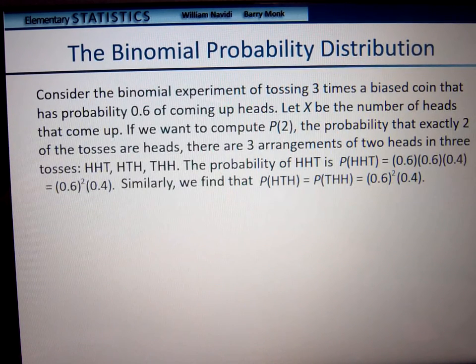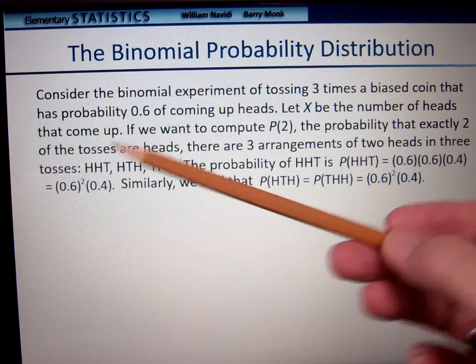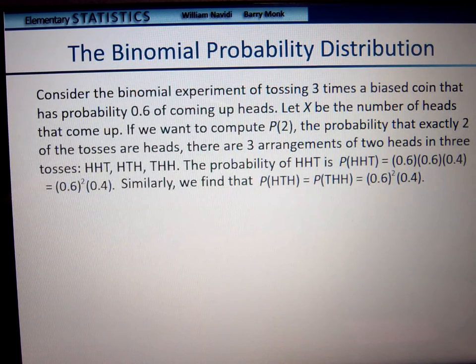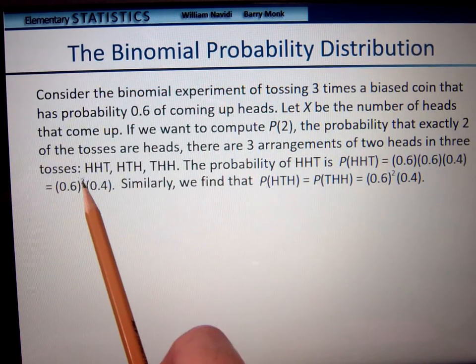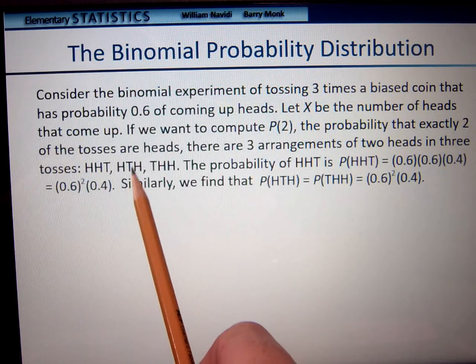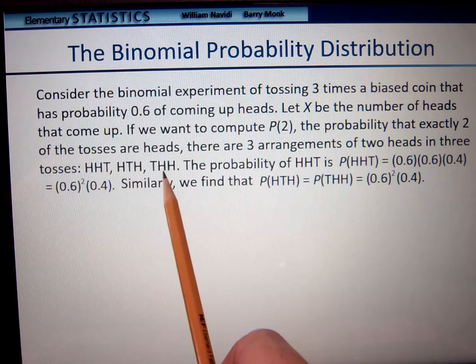Here we have a binomial experiment tossing 3 times a biased coin that has a probability of 0.6 of coming up heads. Let x be the number of heads that come up. If we want to compute the probability of 2, so the probability that exactly 2 of the tosses are heads, let's take a look at the 3 arrangements. Here we have heads, heads, tails, or heads, tails, heads, or tails, heads, heads.